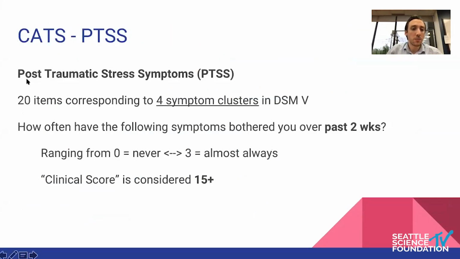And then when they're being asked about symptoms, there are a total of 20 items corresponding to those 4 symptom clusters in the DSM-5, including intrusion symptoms, avoidance symptoms, changes in mood and cognition. And then it asks the participant to identify on a scale from 0 to 3 how badly these symptoms have bothered them over the past 2 weeks. And a clinical score is one that's considered when the score is 15 or higher.